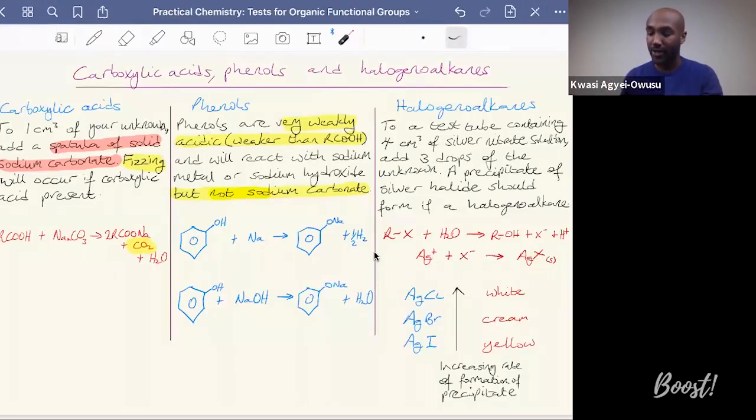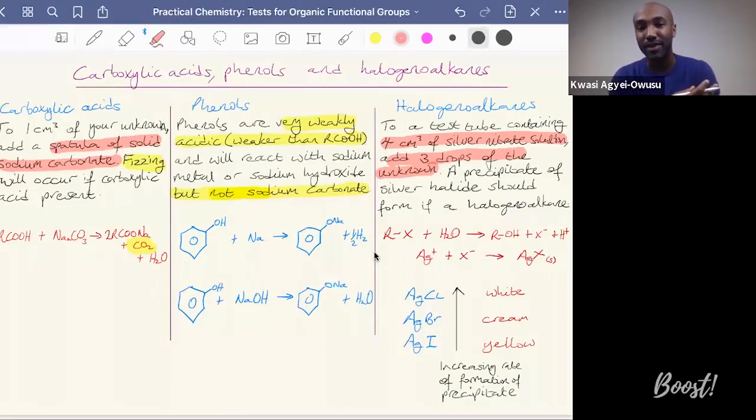Okay, so as far as the test goes, you're going to add some silver nitrate solution to a test tube, and you're going to add 3 drops of your unknown to that test tube. And if there are any carbon halogen bonds, then you would first have a hydrolysis of that carbon halogen bond and an immediate or almost immediate formation of a silver halide precipitate. Okay, so we're forming a silver halide precipitate, and these vary in color.